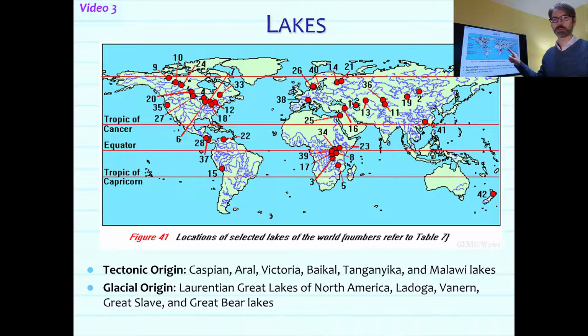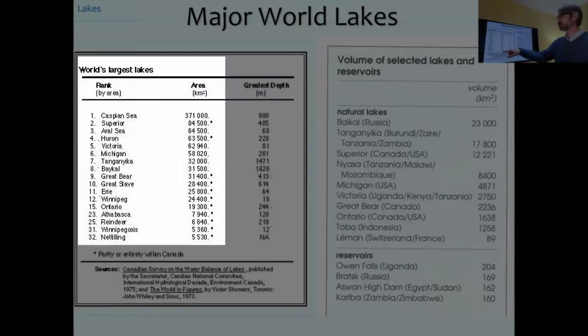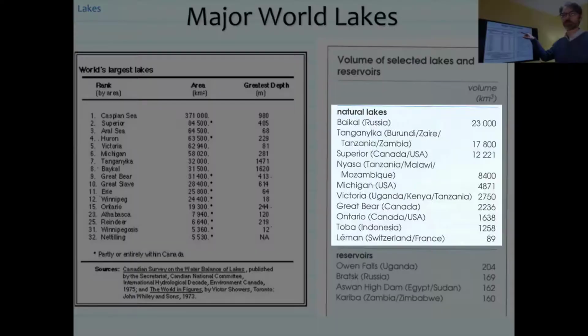There's the Caspian Sea, for example, the Aral Sea, Lake Victoria, Lake Baikal, Lake Tanganyika, and then of glacial origin we have the Great Lakes of North America, Ladoga, Vänern, Great Slave Lake, and Great Bear Lake, among many others. Classification of the major lakes of the world depends on whether you rank them in terms of their surface area or in terms of their volume.